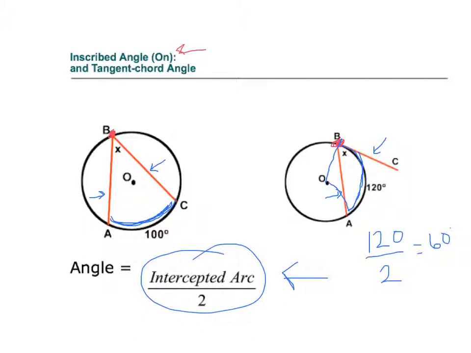Taking a look at the circle on the left, we take 100 degrees, because that's what's been intercepted, divide it by 2, and we get that angle B is 50 degrees. Just to point it out again, central angle AOC opens up to the intercepted arc of 100, and that angle would be 100. But when we pull the vertex back to this location, it's going to be half of 100. In this case, it's 50.